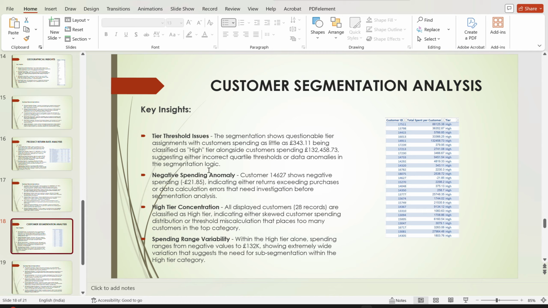suggesting either incorrect quartile thresholds or data anomalies in the selection logic. Negative spending anomaly. Customer 14627 shows negative spending, indicating either returns exceeding purchases or data calculation errors that need investigation before segmentation analysis. High tier concentration. All displayed customers, that is 28 records, are classified as high tier, indicating either skewed customer spending distribution or threshold miscalculation that places too many customers in the top category. Spending range variability. Within the high tier alone, spending ranges from a negative value to 132k euro, showing extremely wide variation that suggests the need for sub-segmentation within the high tier category.